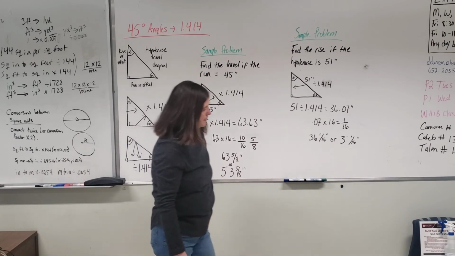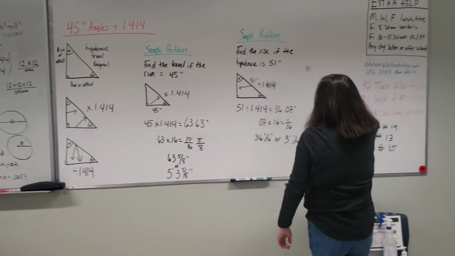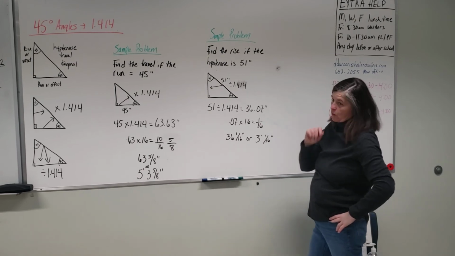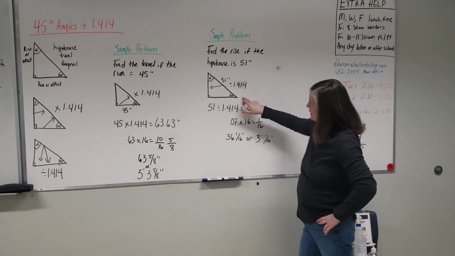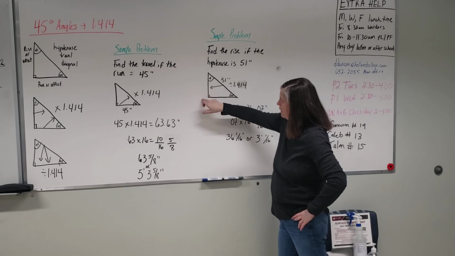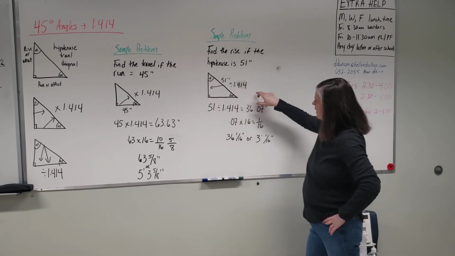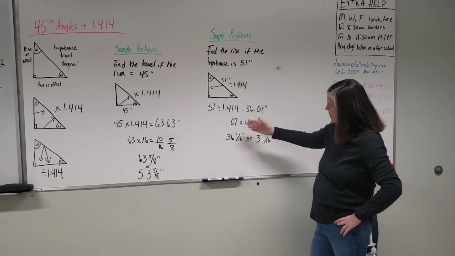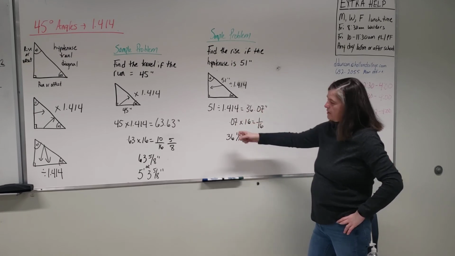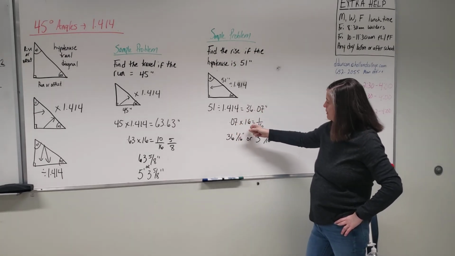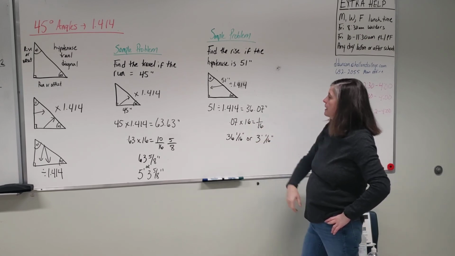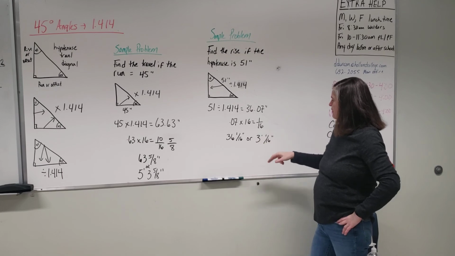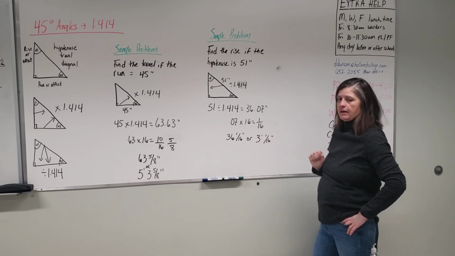Now for this one over here, find the rise if the hypotenuse is 51 inches. So this time, we know it's 51 inches from here to here, and we're looking for the rise. So we're going to divide by 1.414. 51 divided by 1.414, 36.07. We know what to do with that decimal, we times it by 16, we get 1/16. Final answer, 36 1/16, or 3 feet 1/16, okay?